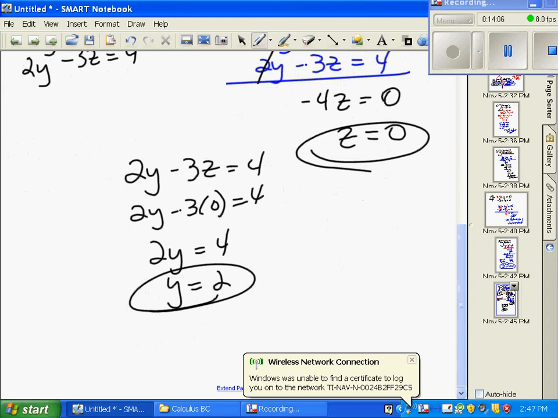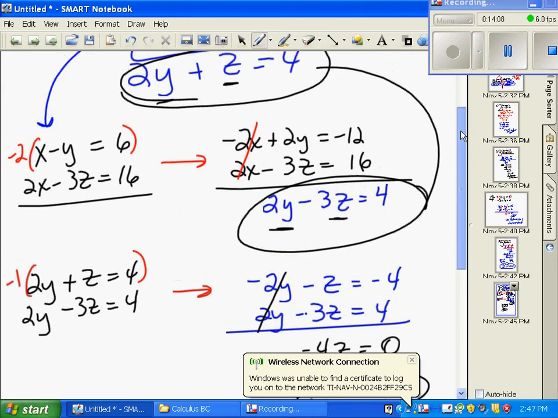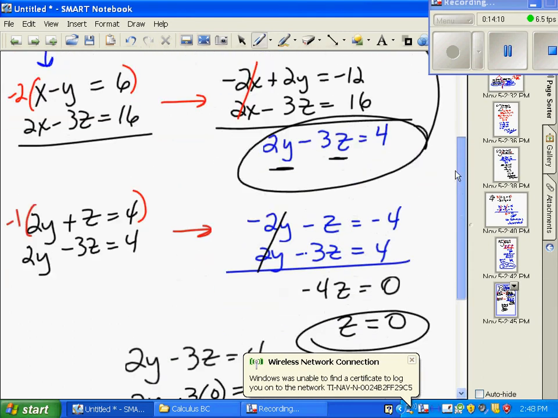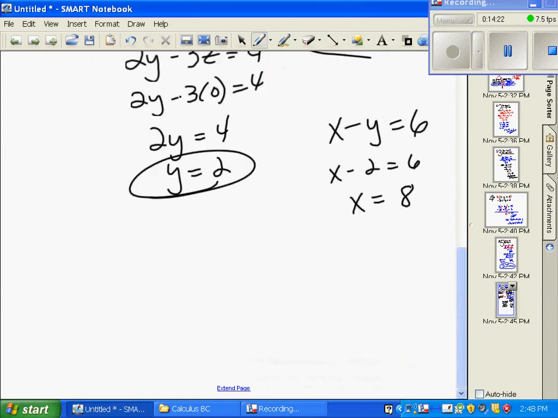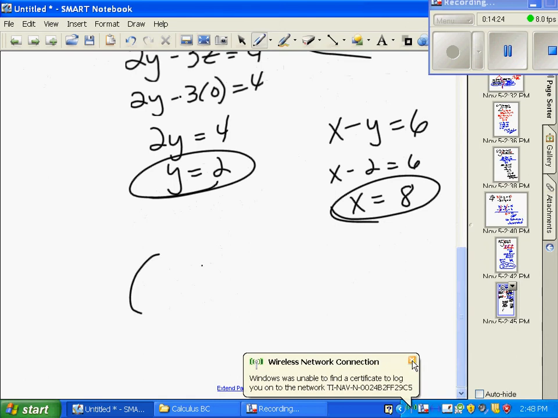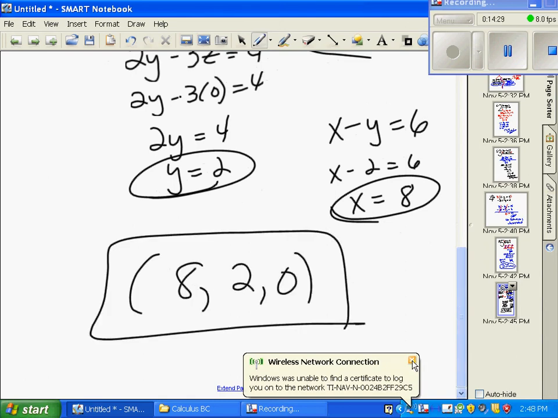Now I'm going to go back to an equation that has an x and a y in it. x minus y is 6. That was one of my original equations. y I now know is 2, so I have x minus 2 is equal to 6, therefore x is 8. The way we write this is in alphabetical order, and just don't circle them. 8, 2, 0. That is what I box in. That is my solution to that system of equations.